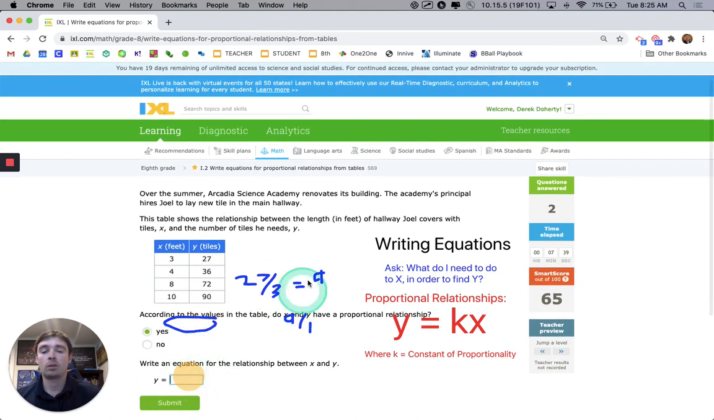And now, of course, once I know that 9 to 1 ratio, my equation isn't difficult. x is always multiplied by 9 to get y. So our equation is y equals 9x.